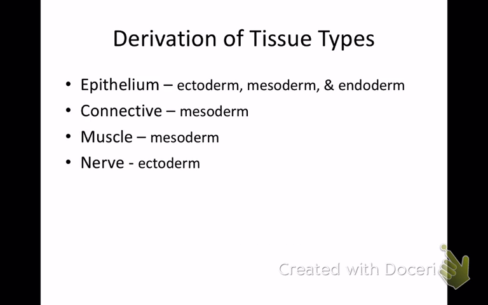Okay, so here's your master list of derivation. This looks like at least one test question to me, doesn't it to you? Yeah. So notice that epithelium is derived from all three germ layers. Connective tissue and muscle both come from mesoderm. There are some exceptions to that. And nerve tissue all comes from ectoderm. So that's a list worth jotting down.